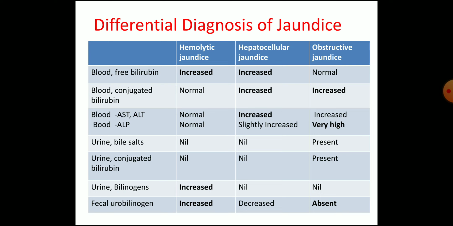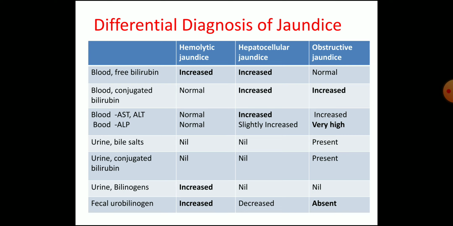Then about the alkaline phosphatase, it is normal in hemolytic jaundice, and it is slightly increased in hepatocellular because in the second stage there may be obstruction due to the inflammation in the biliary canalicular pathway. So some amount of alkaline phosphatase will be elevated. But in obstructive jaundice, the elevation will be very high. You can see a very high amount of alkaline phosphatase.